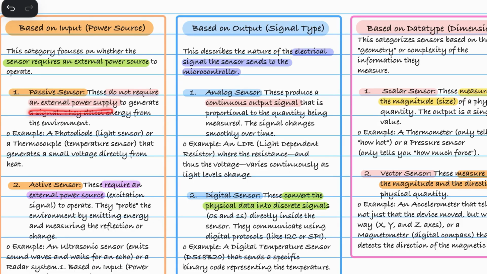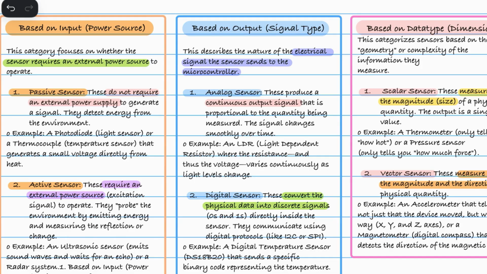They do not require any external supply. Then come the active sensors, like radars. They don't just listen, they ask questions. They emit their own energy into the environment and measure how it changes or bounces back.